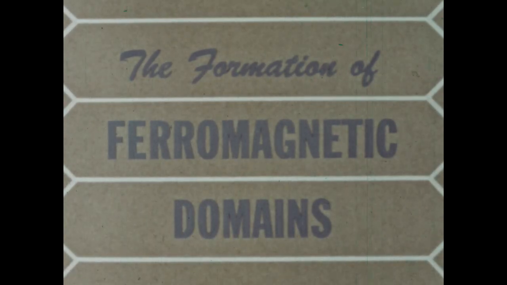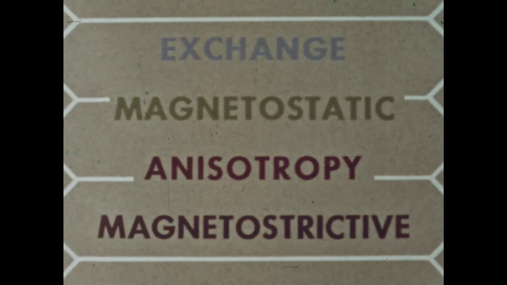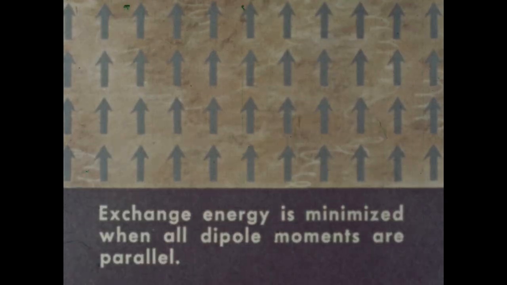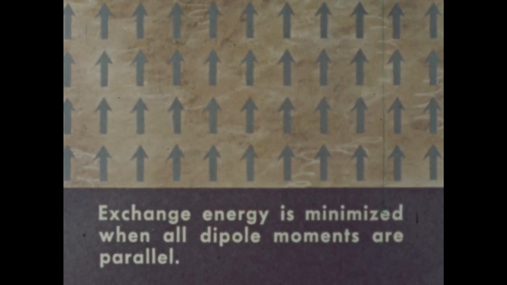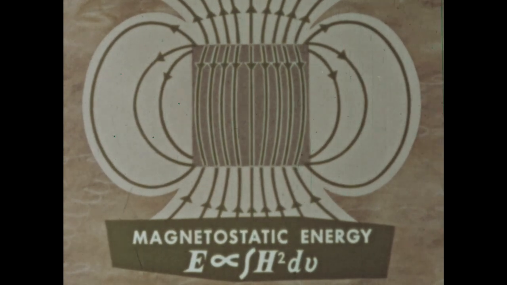In the film strip, The Formation of Ferromagnetic Domains, four basic energies were discussed: the exchange, the magnetostatic, the magnetocrystalline anisotropy, and the magnetostrictive energies. In a ferromagnetic domain structure, these energies tend toward a minimum in the following way. The exchange energy is a minimum when all atomic dipole moments are parallel. The magnetostatic energy associated with an H field is a minimum when the integral of H squared dV over all space is a minimum.